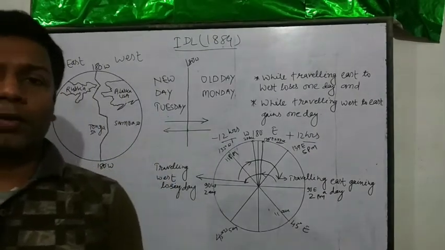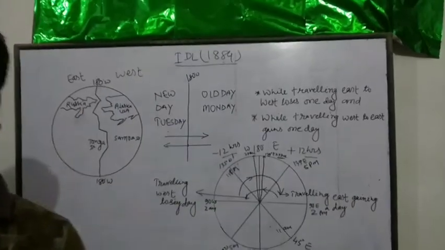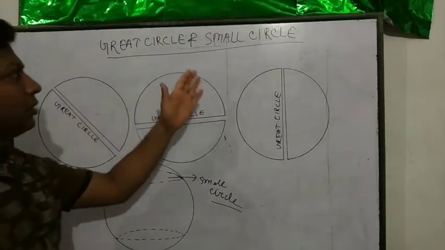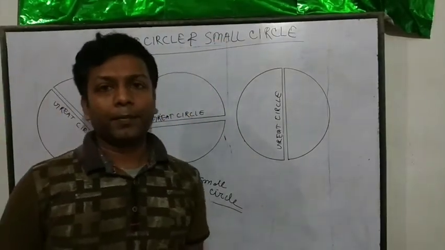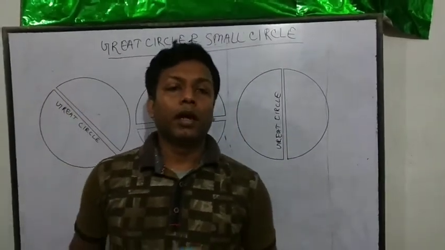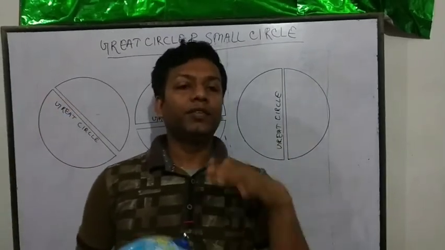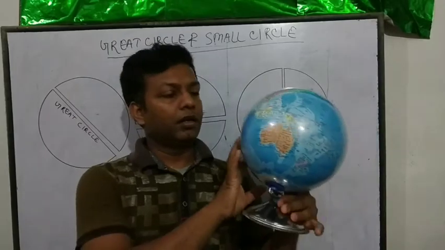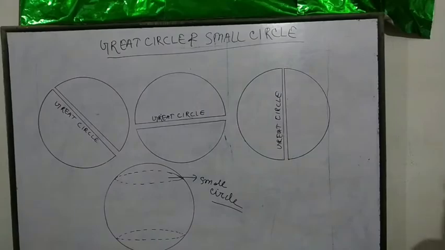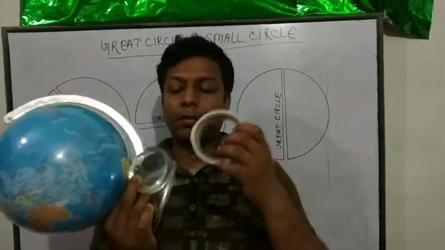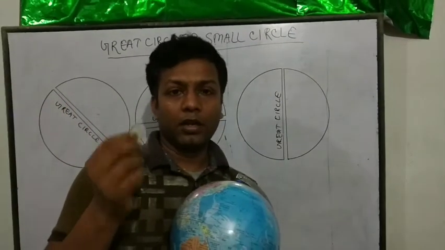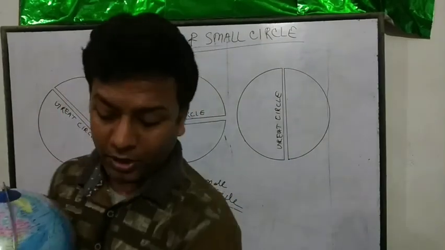Okay? So next topic will be great circle and small circle. We are going to discuss great circle and small circle. You very much know in a sphere we have so many circles of different sizes. Like this is a sphere, and to make this a sphere we have so many circles. Like this is a circle, this is a circle bigger than this, and this is the small circle.